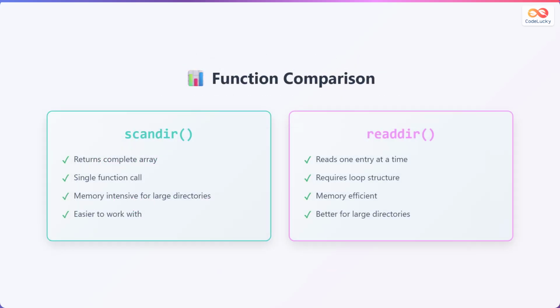Let's compare the scandir and readdir functions. Scandir returns a complete array with a single function call, making it easier to work with. However, it can be memory-intensive for very large directories. On the other hand, readdir reads one entry at a time and requires a loop structure. It is memory efficient, making it better suited for large directories.